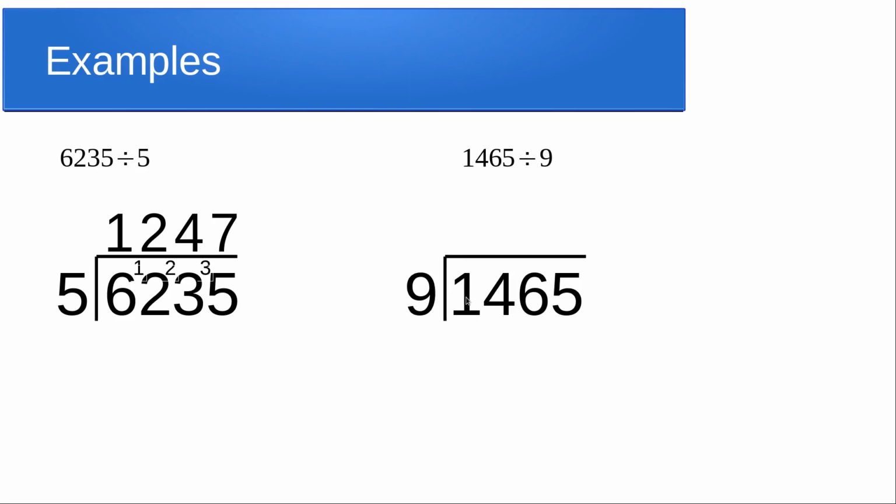So we say, how many 9s go into 1? Well, no 9s go into 1, so we look at the 2 digits together now. How many 9s in 14? Well, there's 1, and there are 5 left over. So rather than 6, it's 56. How many 9s go into 56? Well, let's see, 6 9s are 54, so it must be 6. 54, that means there are 2 left over.